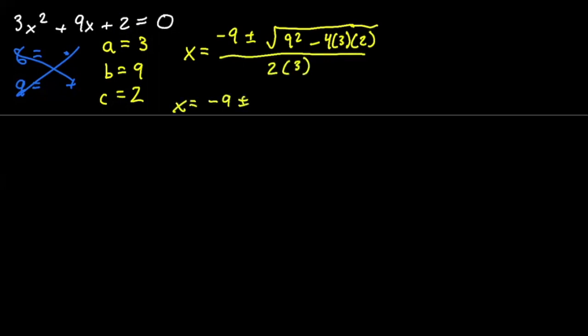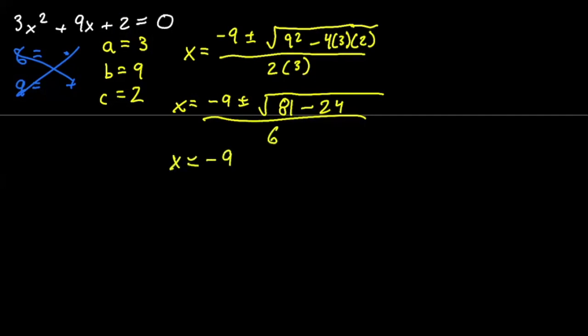We'll start by simplifying inside of our square root. So we have 81 minus 24 over 6. Then continuing to simplify inside of our square root, 81 minus 24 gives us, I think, 57, right? 81 minus 24. Yep, 57 divided by 6. And then, sorry, we have a plus or minus here.